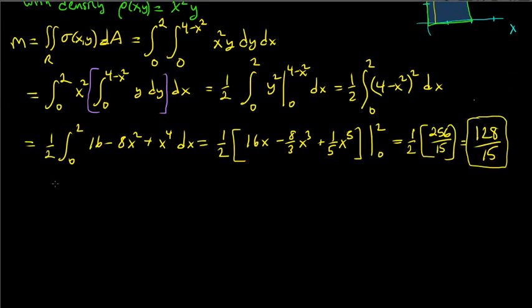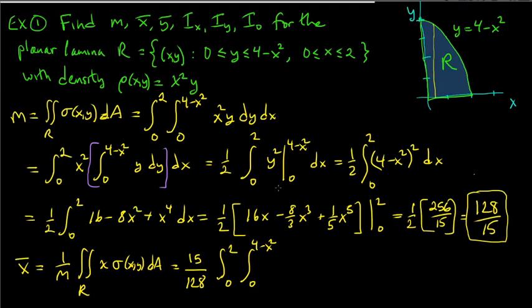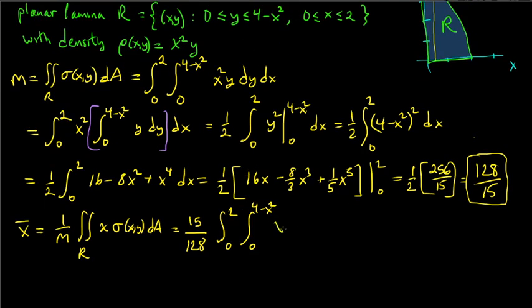So to do x bar, we're going to take 1 over m times the double integral of x times the density. And 1 over m is really 15 over 128. It's the reciprocal. And then the region R is still from 0 to 2, and then from 0 to 4 minus x squared. And then x times the density. Well, the density is x squared times y. So x times that is going to be x cubed times y.